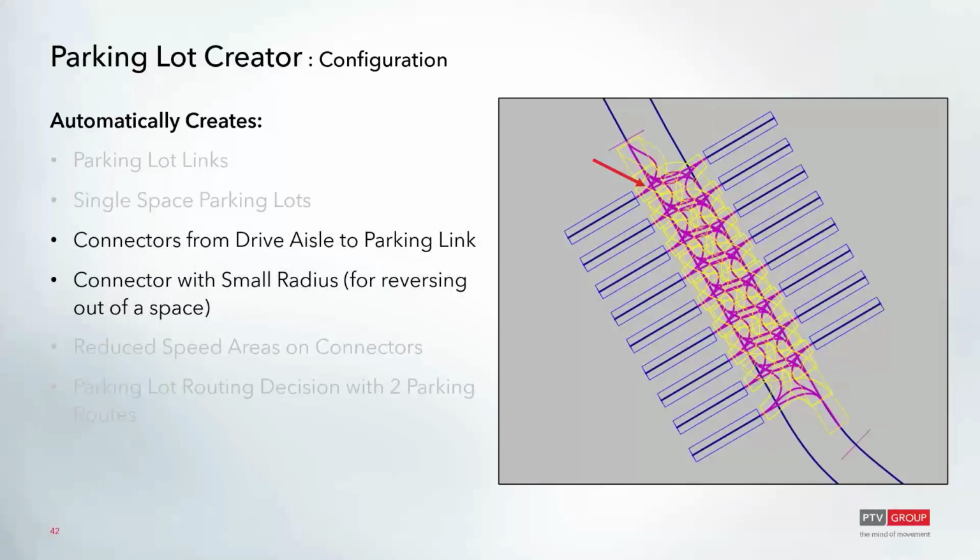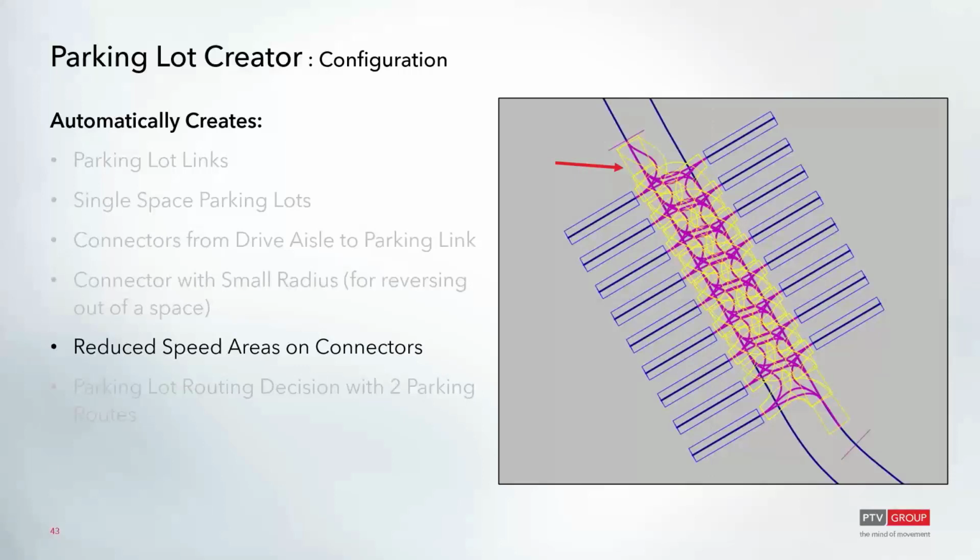And then all of the relevant connectors will also be added. So this will include connectors from the drive aisles. So if you're allowing vehicles to turn into these spaces on the left-hand side from here, you'll get these left turn connectors in place, as well as the right turn connectors in place. You can see those here. And then you'll also get a smaller connector with a smaller radius, and that's going to be used by vehicles as they're reversing out of a space. So if you allow all of the accessibility options, at the end, you'll essentially get 3 different connectors tied to each of these spaces.